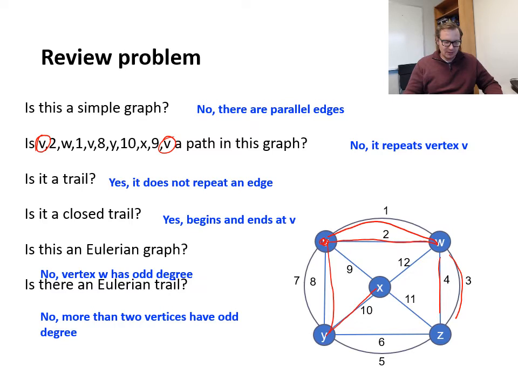So is this graph an Eulerian graph? Recall the definition: it should not have vertices with odd degrees. In this case, W has an odd degree because it has 5 edges coming out of it. Is there an Eulerian trail in this graph? The answer is no, because there are more than 2 vertices that have odd degrees. So this illustrates how you can figure out answers to some of these simple questions on an example graph. You should make sure to understand this.